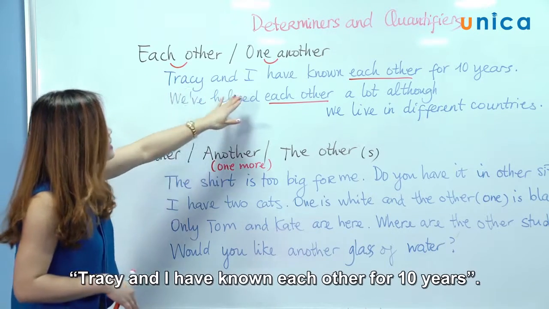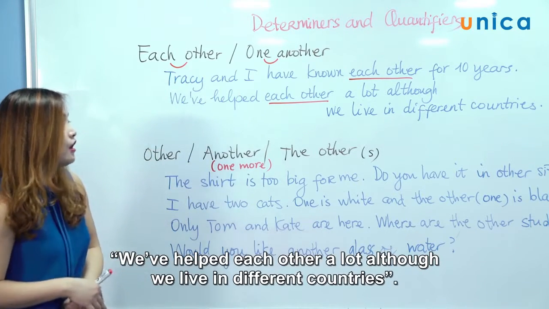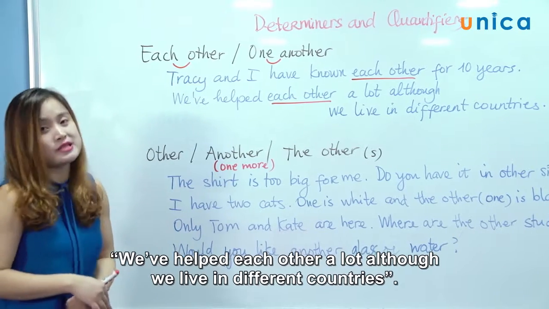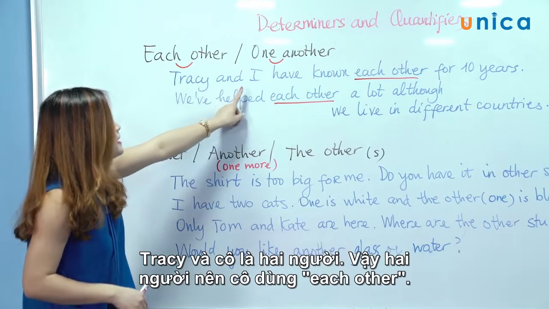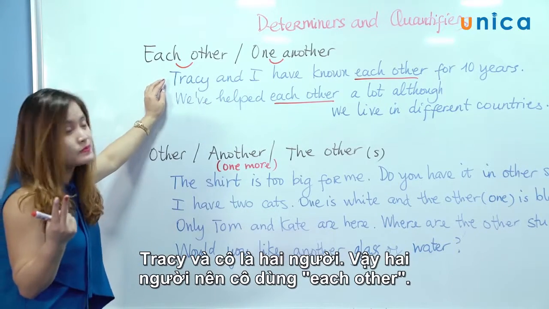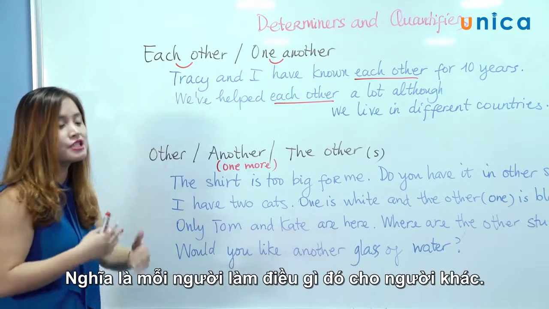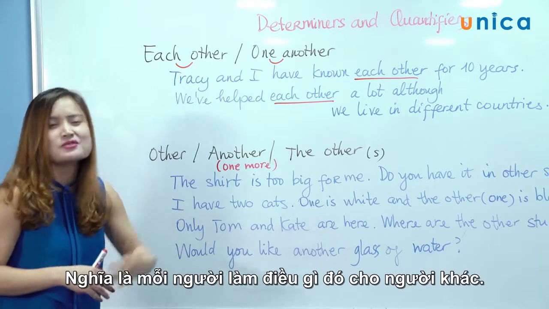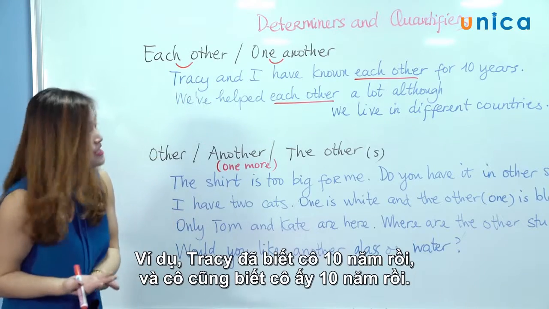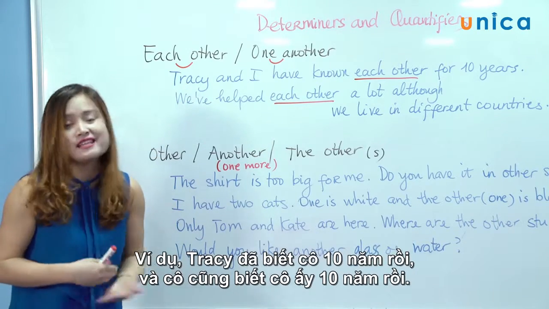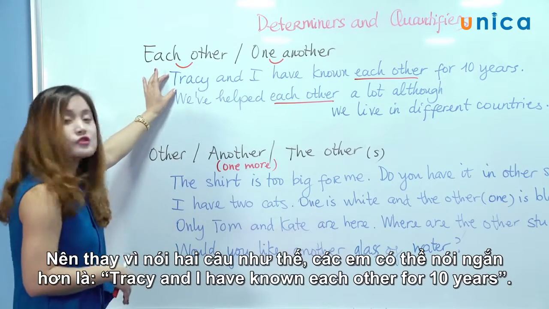Tracy and I have known each other for 10 years. We've helped each other a lot, although we live in different countries. So here, Tracy and I, only 2 people. So for 2 people, we can use each other. That means each person does something to the other. For example, Tracy has known me for 10 years and I have known her for 10 years.